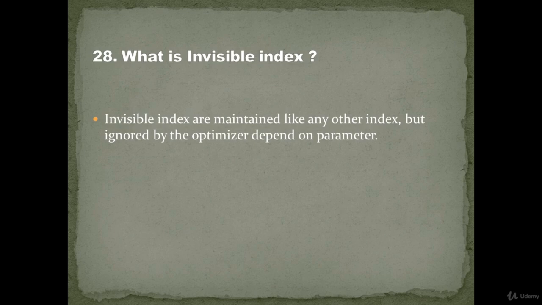Invisible index is nothing but an index. If you want to create one on a column, you can create it, but it is ignored by the optimizer while running the query, depending on the parameter. But if you want to use that index during execution of your query, or you want the optimizer to consider that index, you can do it. Just change your parameter and the optimizer will pick the index while retrieving data from the query. So what is invisible index? Invisible indexes are maintained like any other index but ignored by the optimizer, depending on the parameter.